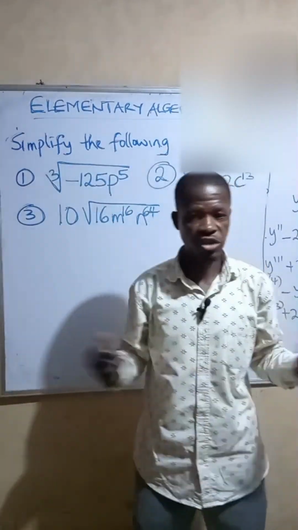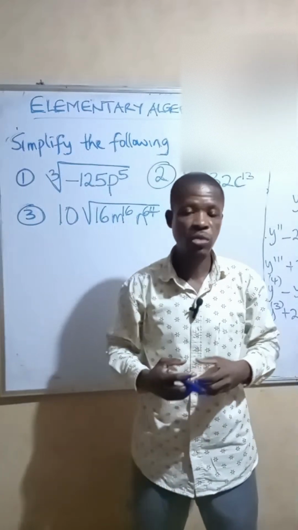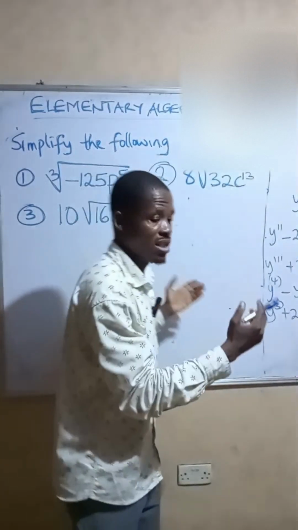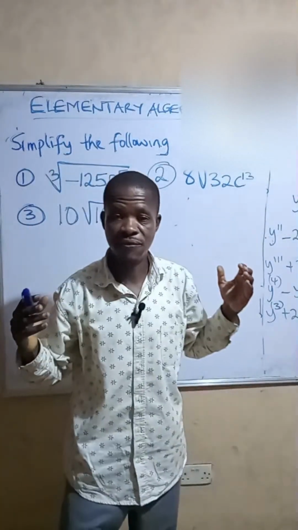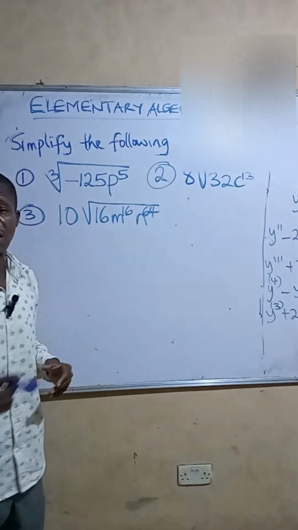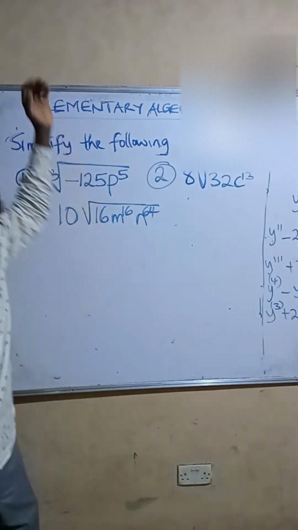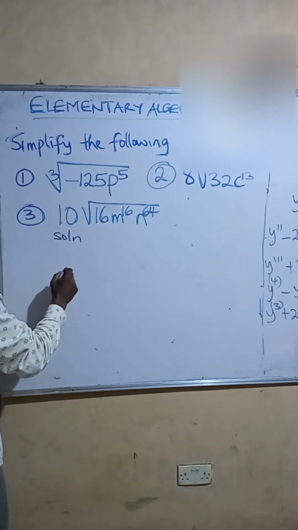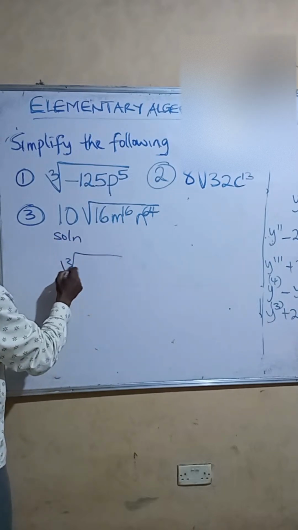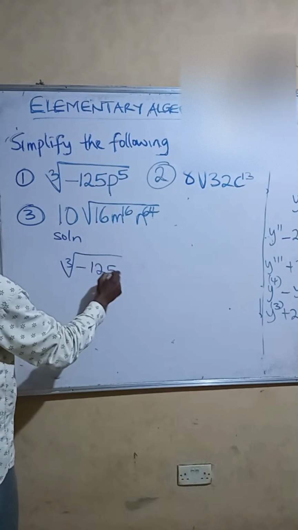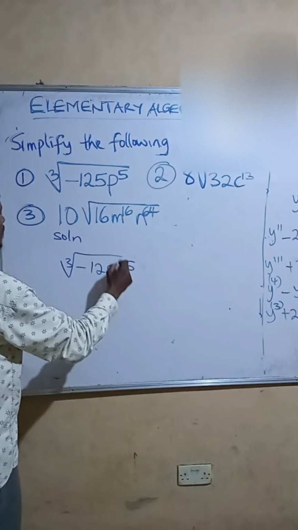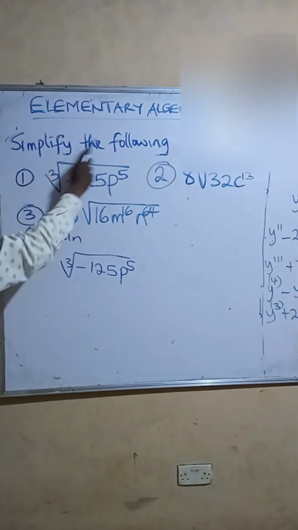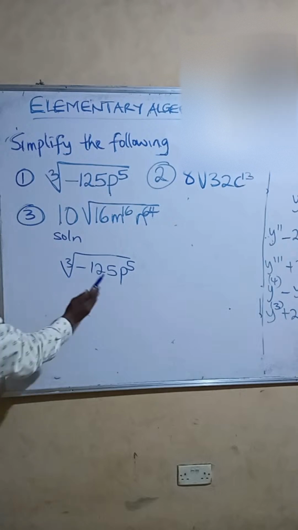Elementary algebra. Okay, we're going to be looking at questions for exam preparation, different questions. So the first one we have here is the cube root of -125 p to the power 5. This is elementary algebra. Simplify the following. So this is the first one we have.